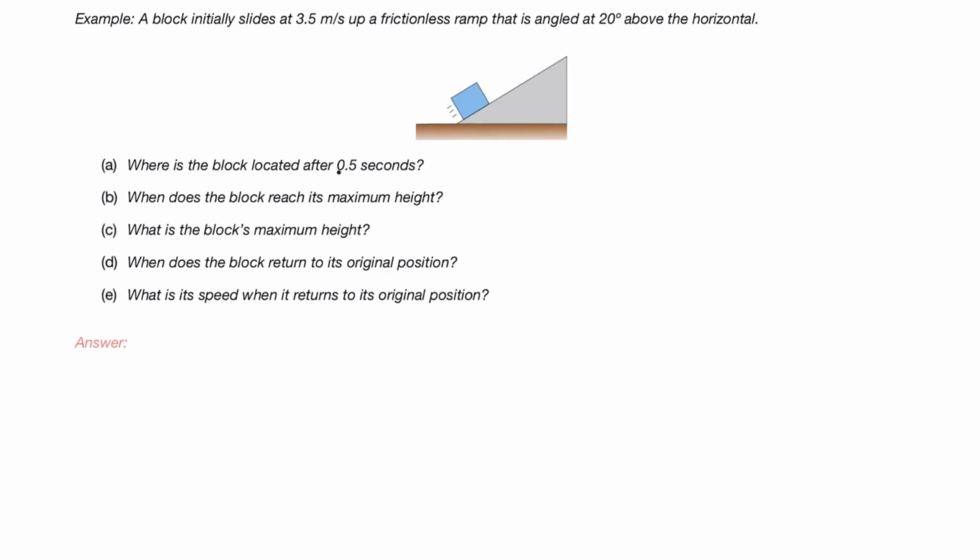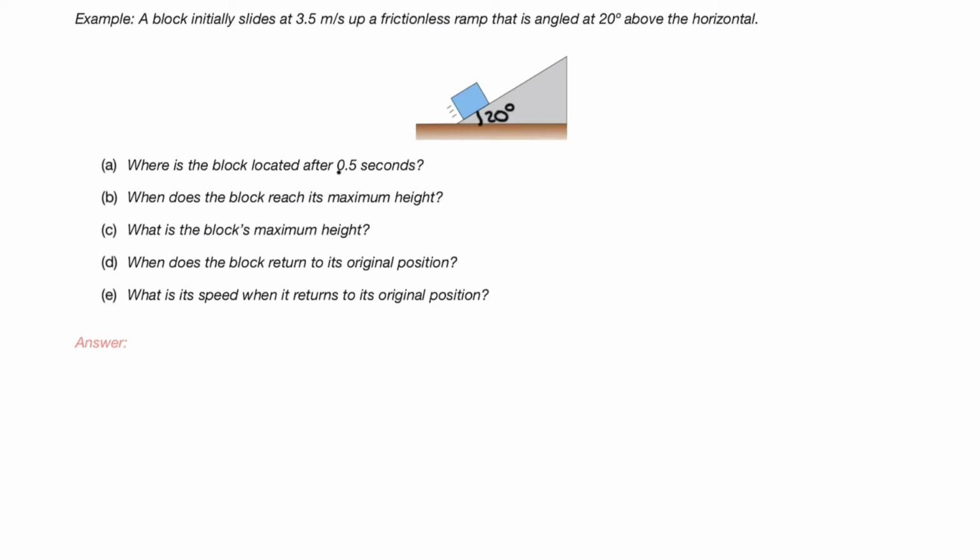In this case, we have a block that's sliding up the ramp, and when we first look, it's moving at 3.5 meters per second, and we know that the ramp is angled at 20 degrees. So before we get started, we need to do the same things as we always do. In this case, we don't have to draw a picture because it was given to us, but I'm going to go ahead and indicate the angle of the ramp on the picture just so I remember.